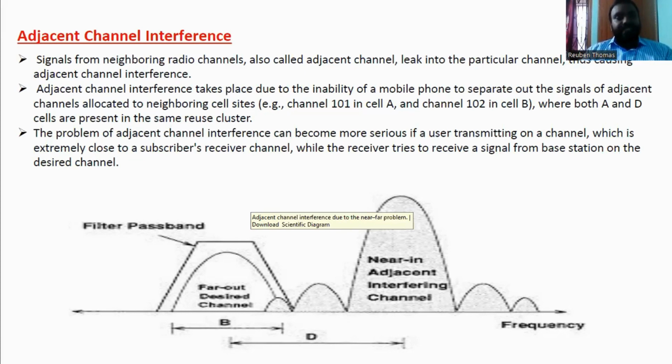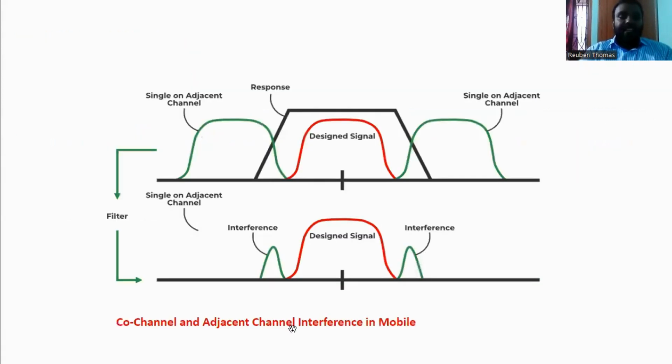The problem of adjacent channel interference can become more serious if a user is transmitting on a channel which is extremely close to a subscriber's receiver channel, while the receiver tries to receive the desired signal from the base station. In the diagram, the filter passband is kept on the desired channel, with the far-end desired channel and the near-end adjacent channels. The desired signal is placed in red, and the signals on the adjacent channel are shown with the response of the filter placed on this particular diagram.